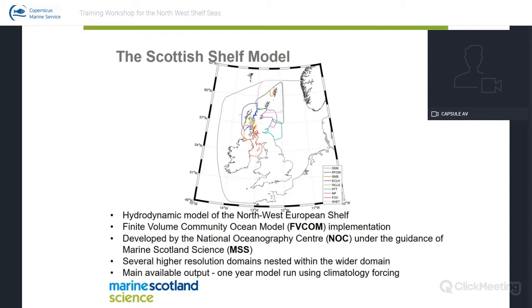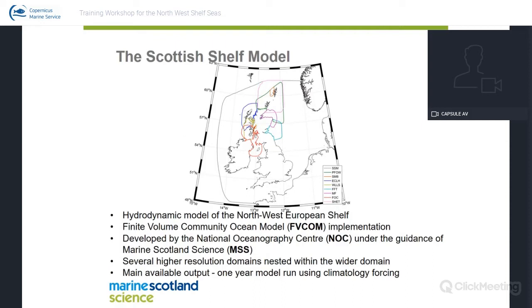Model outputs from the Scottish Shelf Model are available to the wider scientific community, and the main available output is a 1-year model run using climatological forcing to represent an average year. This forcing has been averaged over a 25-year period and applied to the model, which has then been run for a single year. The benefit is that you only have to run the model for one single year and you get a product which represents average conditions.